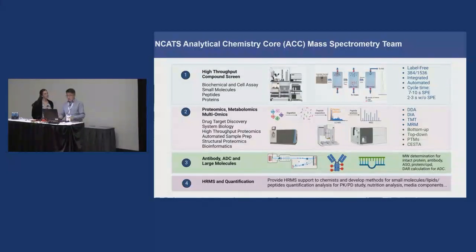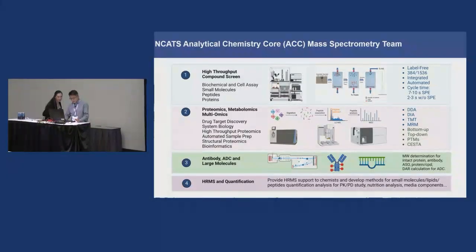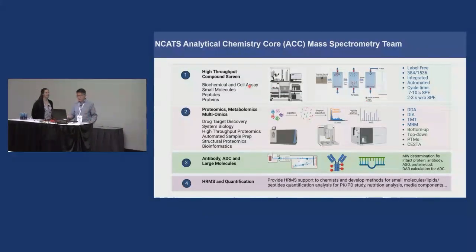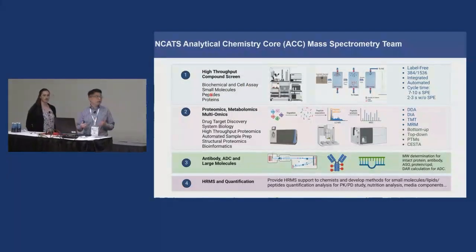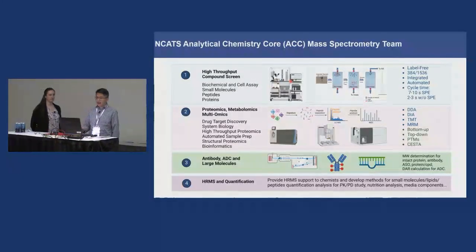So we mainly focus on 4 major areas. The first is high throughput compound screening. We do biochemical assays, we do cell-based assays, we analyze small molecules, we do peptides, we do proteins. And the major instrument we use is called RapidFire, a very high throughput SPE system.